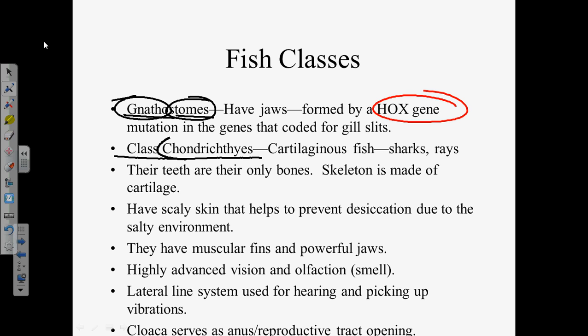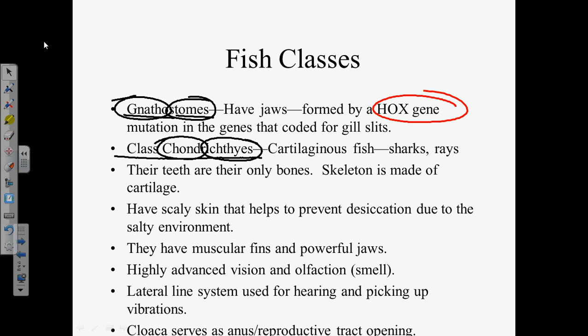And again, this part of this word, chondra, that means cartilage, and ichthyes means fish. Because a scientist that studies fish is an ichthyologist. These are the cartilage fish. They're sharks, and also the rays, like the stingrays and the manta rays. The only bones in their body are their teeth. Everything else is made out of cartilage.